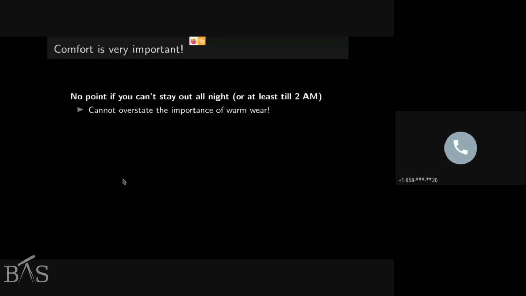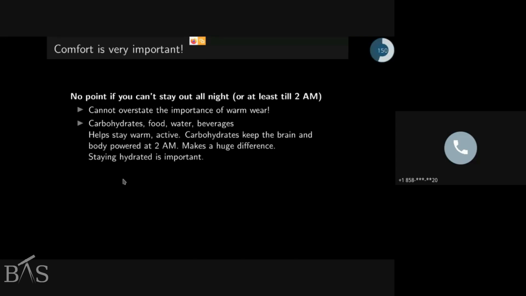You also want to have enough food and water, because the carbohydrates keep the brain and body powered at 2 in the morning. It makes a huge difference. If you're tired, you won't be doing good observation. And there should be water in your body. Otherwise, again, you won't be doing very good observations. It's not just the eyes that matter, it's the eyes plus brain, right? You want to be at the best of your capacities all night if you're doing observing. So these things are important.